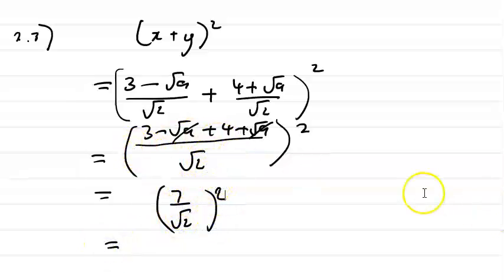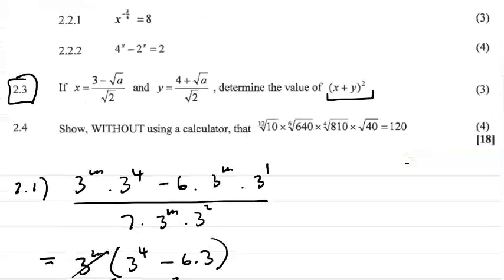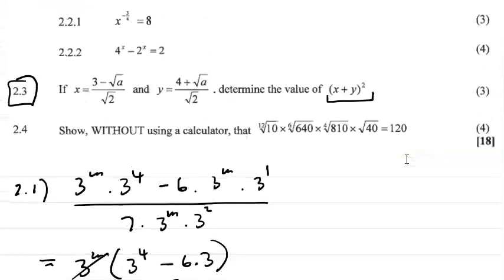So therefore, now look at it. 7 squared is 49. 49 all over the square root of 2, all squared, is 2. And that should do it. 49 over 2. The next question that we're going to be looking at is 2.4.